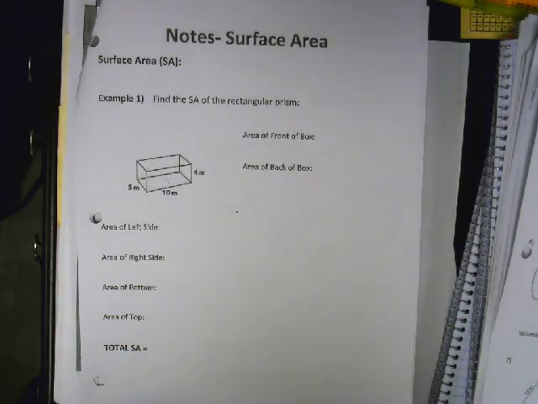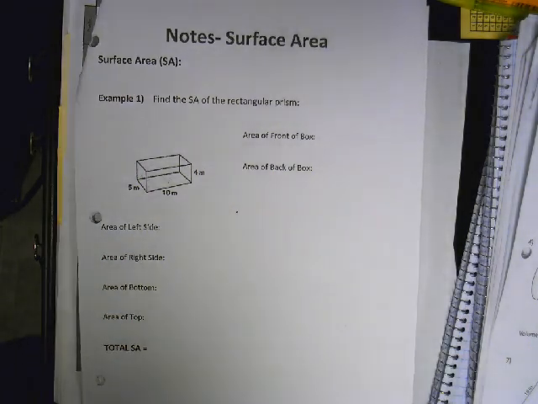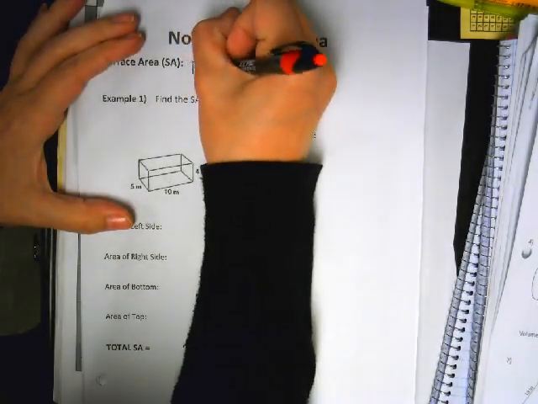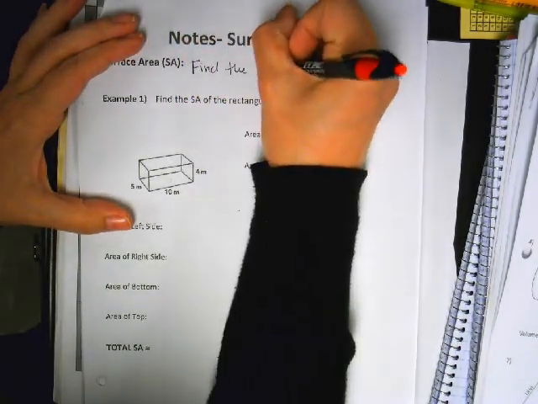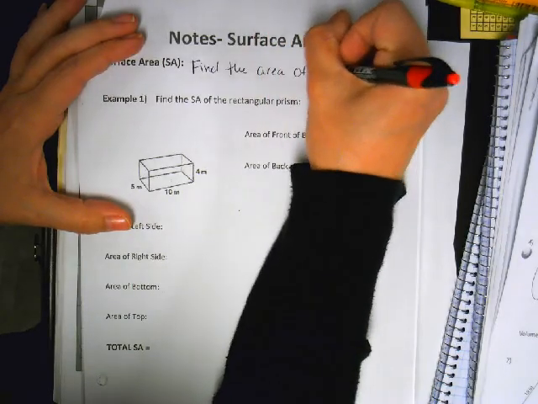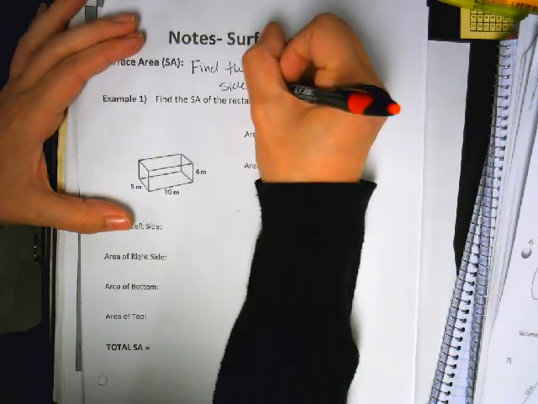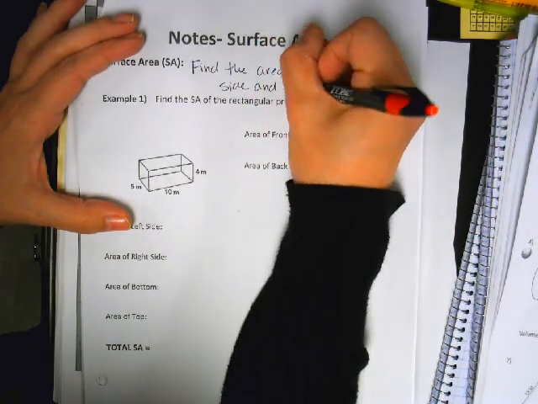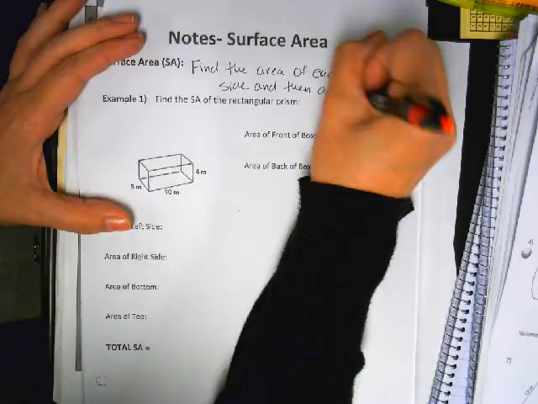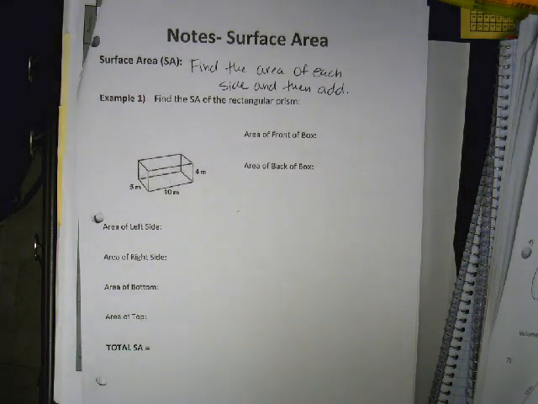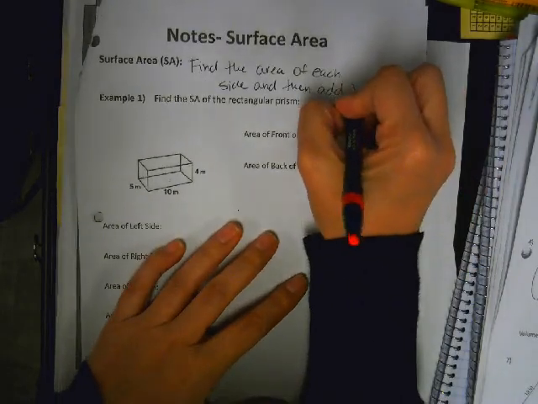Surface area. So we need to find the area of each side and then add. I don't love this definition. Find the area of each side and then add them.